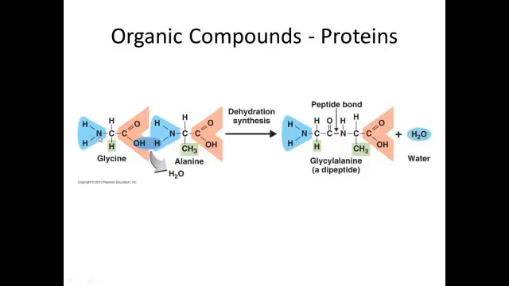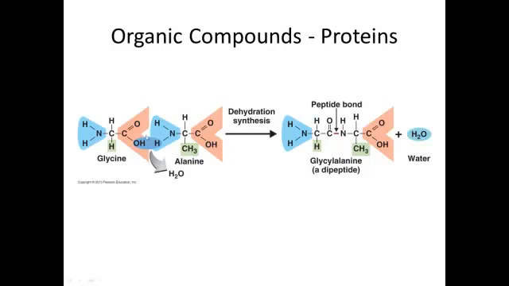So let's look at how that happens. Here's our amino acid. Here's our carbon in the center. Here's our side chain. In this case, it's a very simple side chain. It's just a hydrogen. We have our amine group over here. We have our acid group. Over here we have another amino acid. Here's our amine group, our carbon with our hydrogen. Here the side chain is a little more complicated. It's a methyl group, and we have our carboxyl or acidic group.